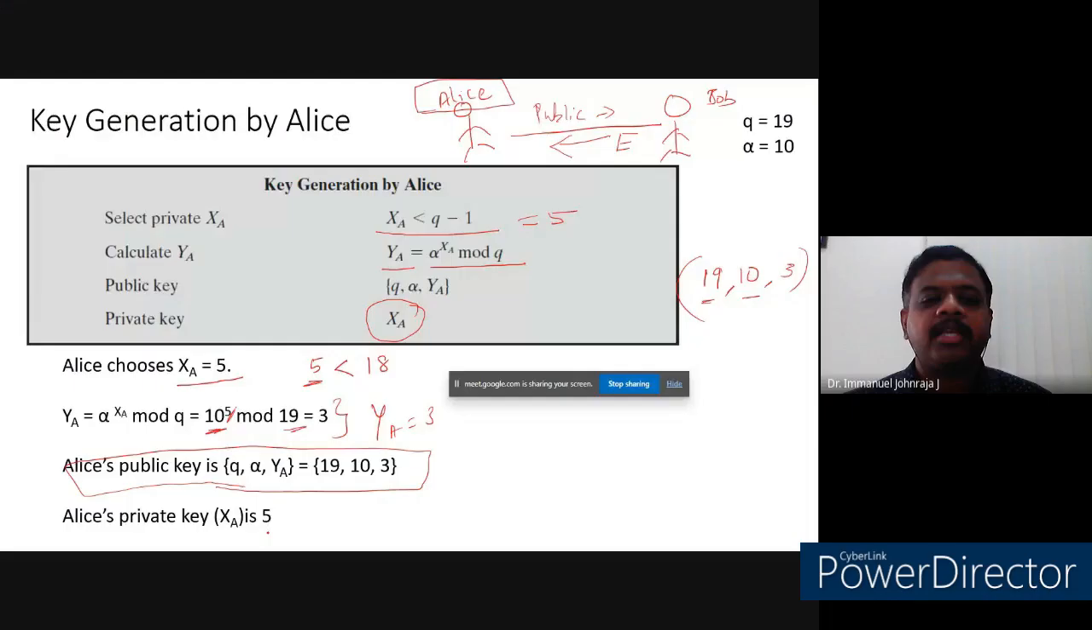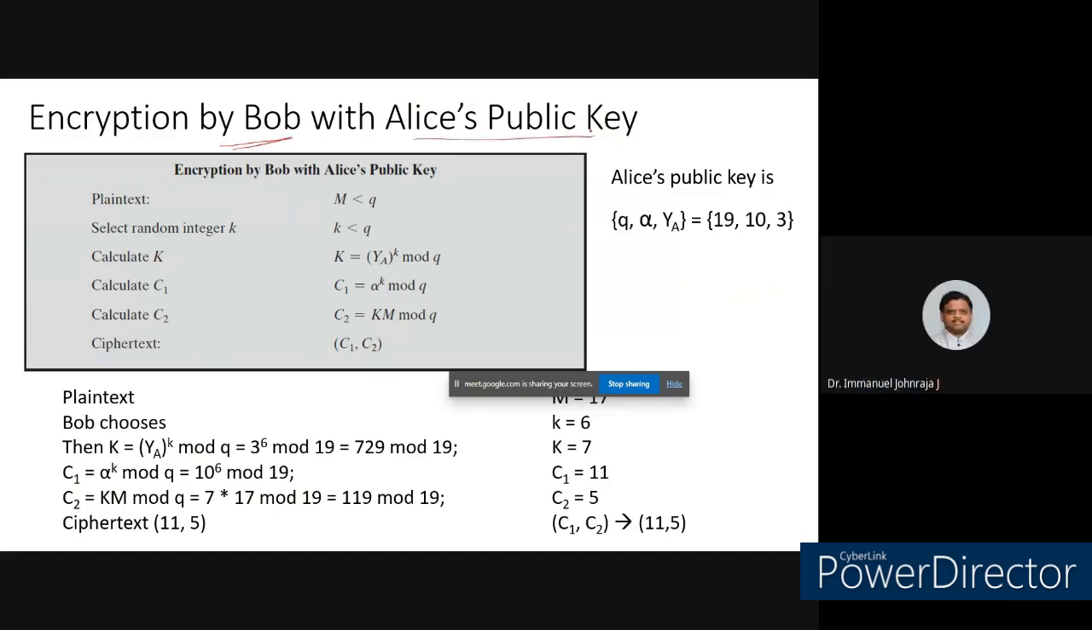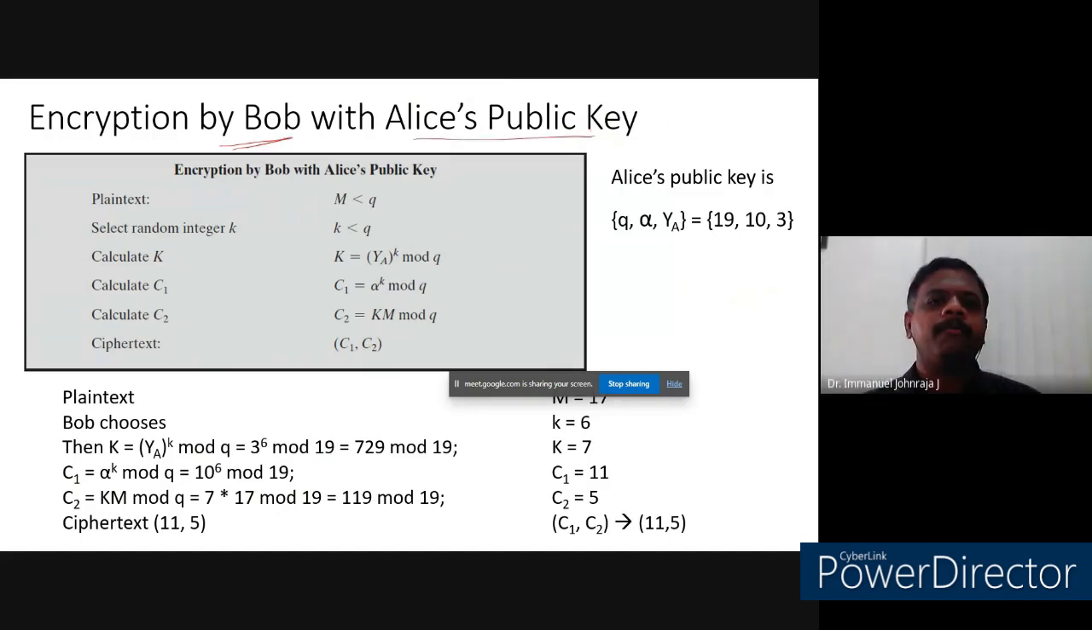Then Alice has to use XA, that is her private key, for decryption. So what is XA? Her private key is 5. These are the things you should remember. So Alice's public key here is 19, 10, 3, which is Q, alpha and YA, and her private key is 5. So what is expected to happen now? Now Bob has to use Alice's public key for encryption. The public key is shared, but the private key is kept with Alice. The plaintext chosen for the example, I'll keep it somewhere here.